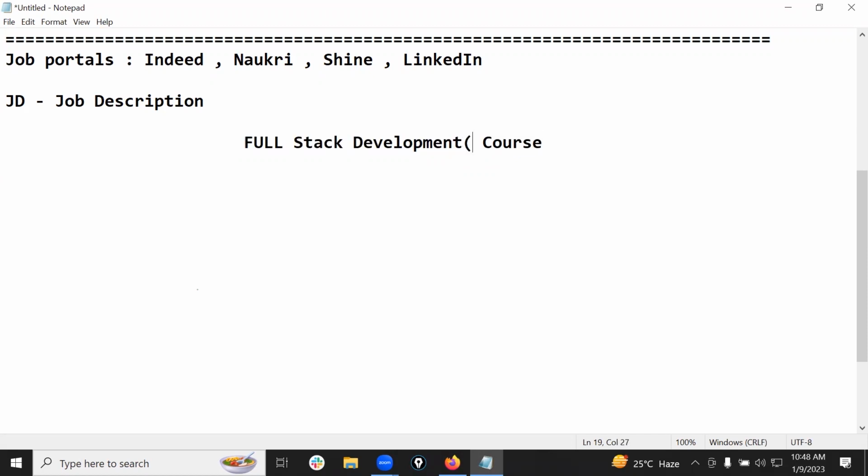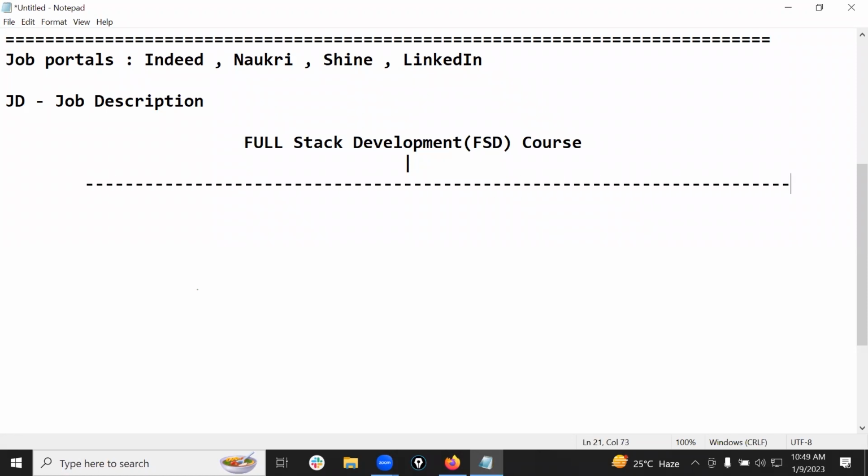That is also known as FSD. FSD means what? Full stack development course. Understood my point here? So today in our demo also, in our classes also, we are going to learn full stack development course only. Okay, full stack development course means what will come? We don't know anything. So explain to me what are the things that will come in full stack development course.